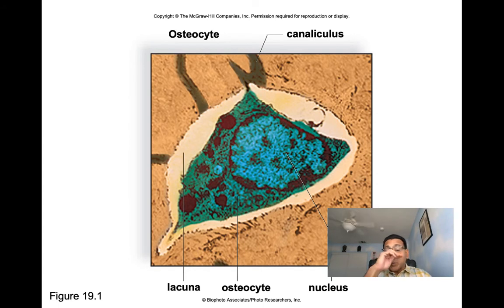So here you can see one lacuna in greater detail now. Again, same thing. You got the lacuna, and then inside the lacuna here's the cell, but in this case it's our bone cell, which is an osteocyte, we said. And then inside the cell, you can appreciate, here's the nucleus. And then we've got these canaliculi here on the outside, allowing this lacuna to communicate with another lacuna.